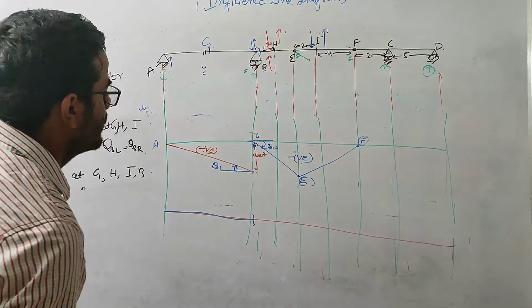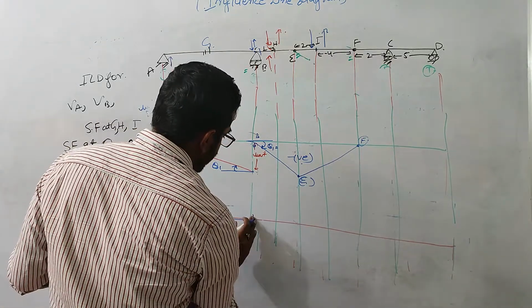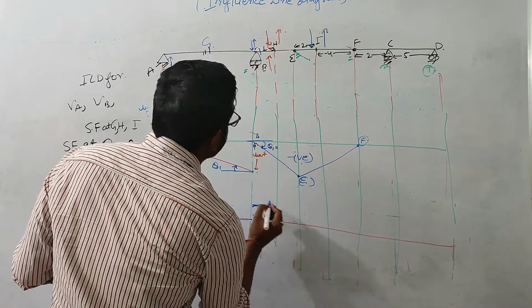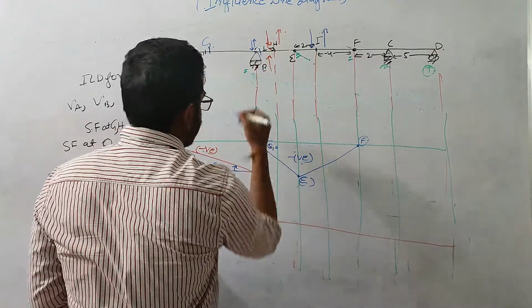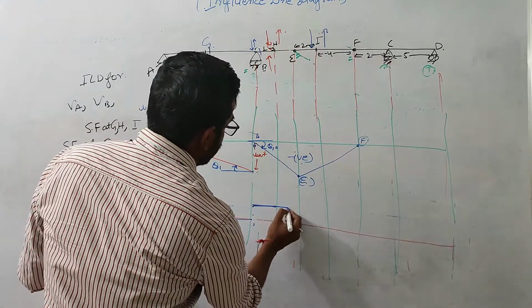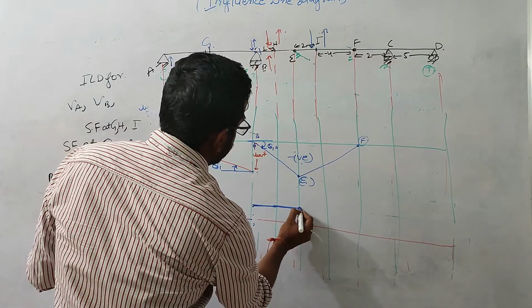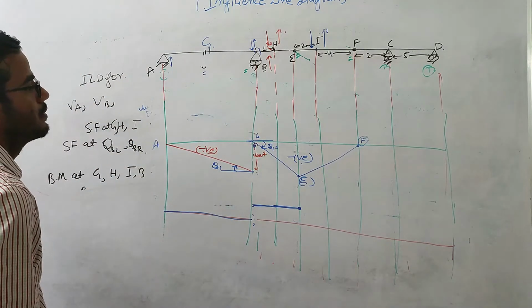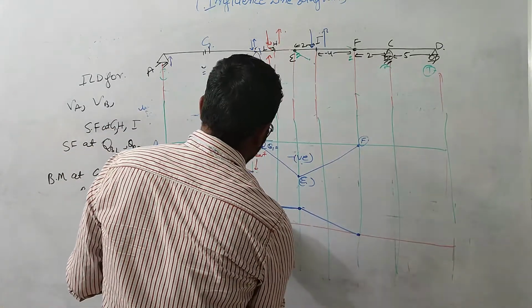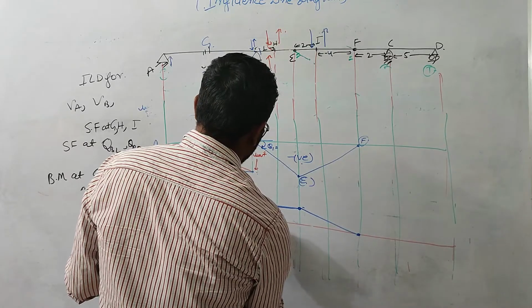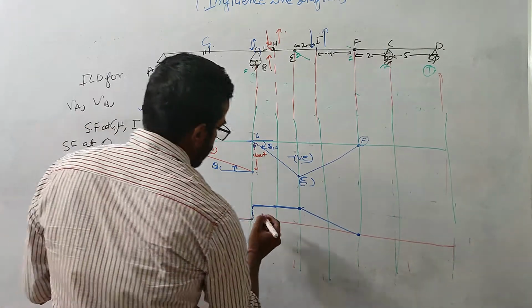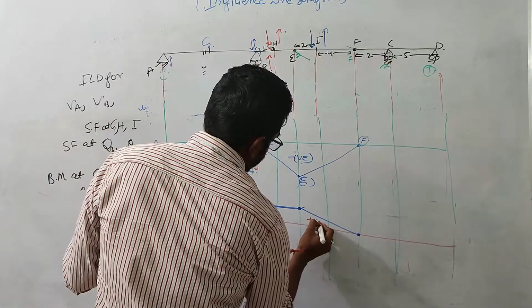Now we need to give unit deformation at this point, just at the right of B. When we are giving the unit deformation, it will go up to this hinge, and again, the shear force will look like this. This is positive, this is positive.